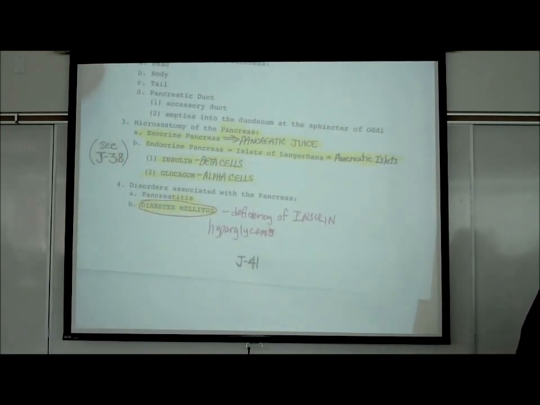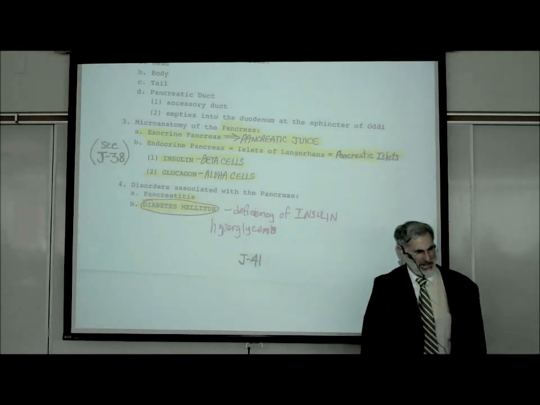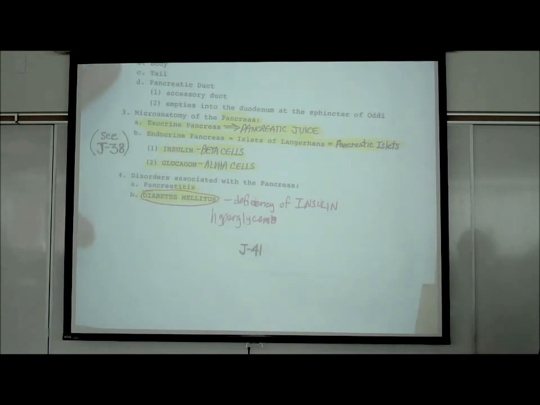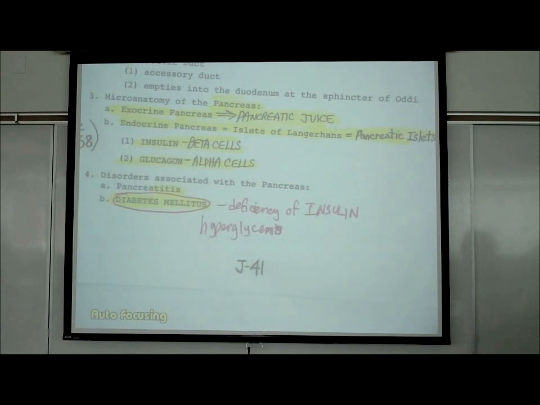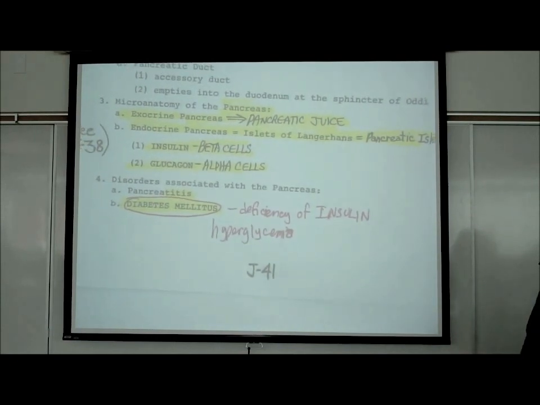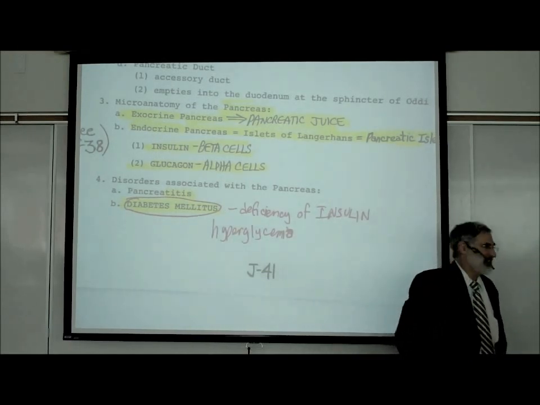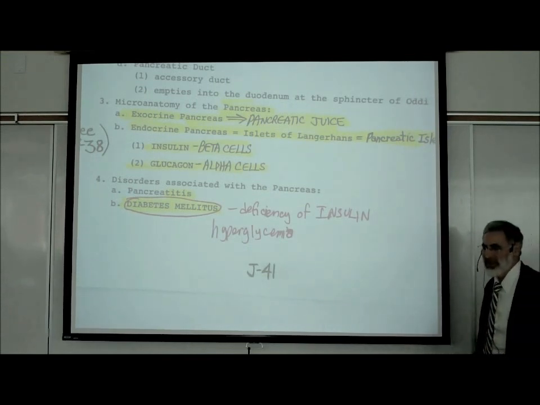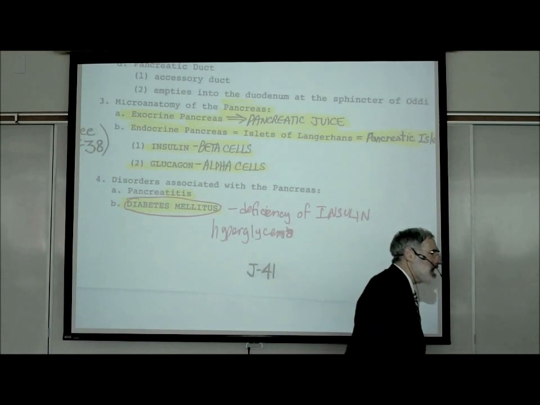All right, at the very bottom of J41, what's pancreatitis? That's just an infection of the pancreas. And what's diabetes, or diabetes mellitus? First of all, let me just say this. Diabetes is a complicated disorder. There are different types of diabetes. Everything in medicine is multifactorial. There's not just one type of diabetes.